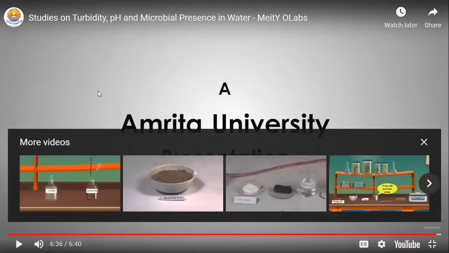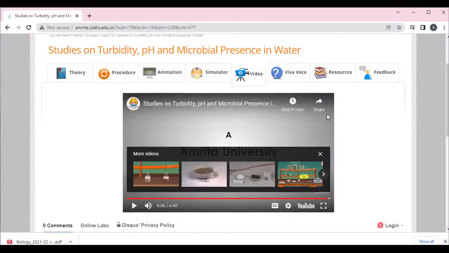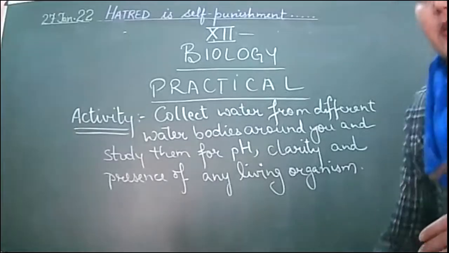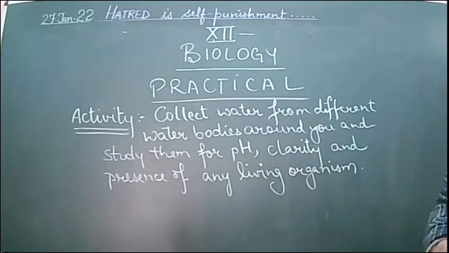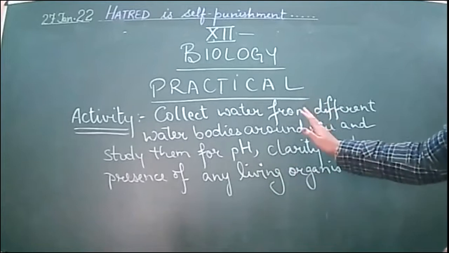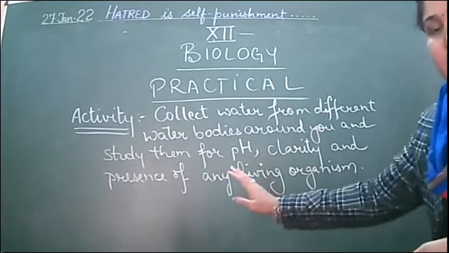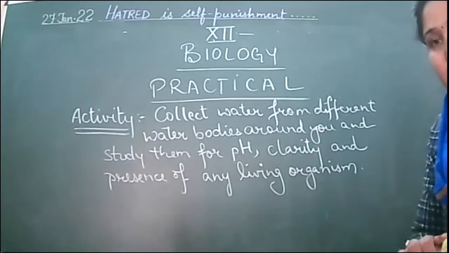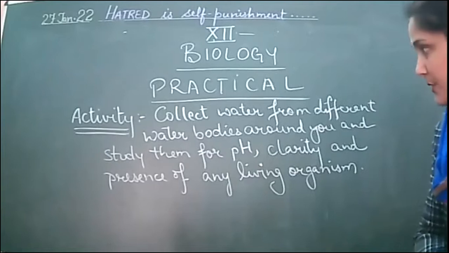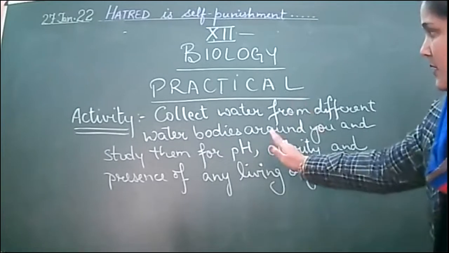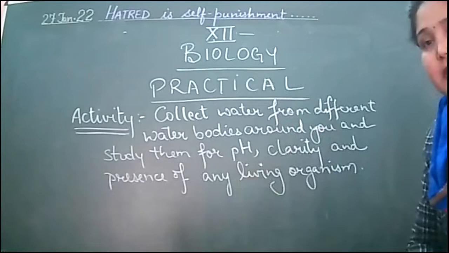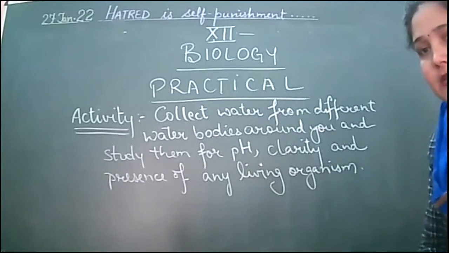So this was the video showing you the 3 experiments done together, that is, to collect water from the different water bodies. I told you that you will also be getting 2 or 3 of these water body samples in your exam, for testing pH, clarity, and the living organisms. Is it clear how to perform this experiment?